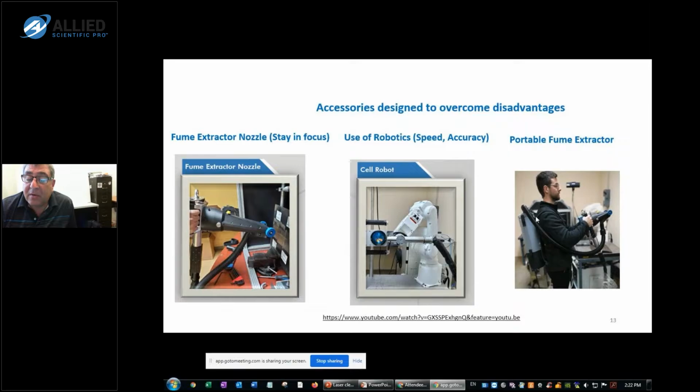Here is another case where you can even carry the pump on your back and basically use this roller to clean. And we also have robotics. Robotics control is very important. It could keep the distance constant and could do it more precisely and faster. So I will show you a video of this.